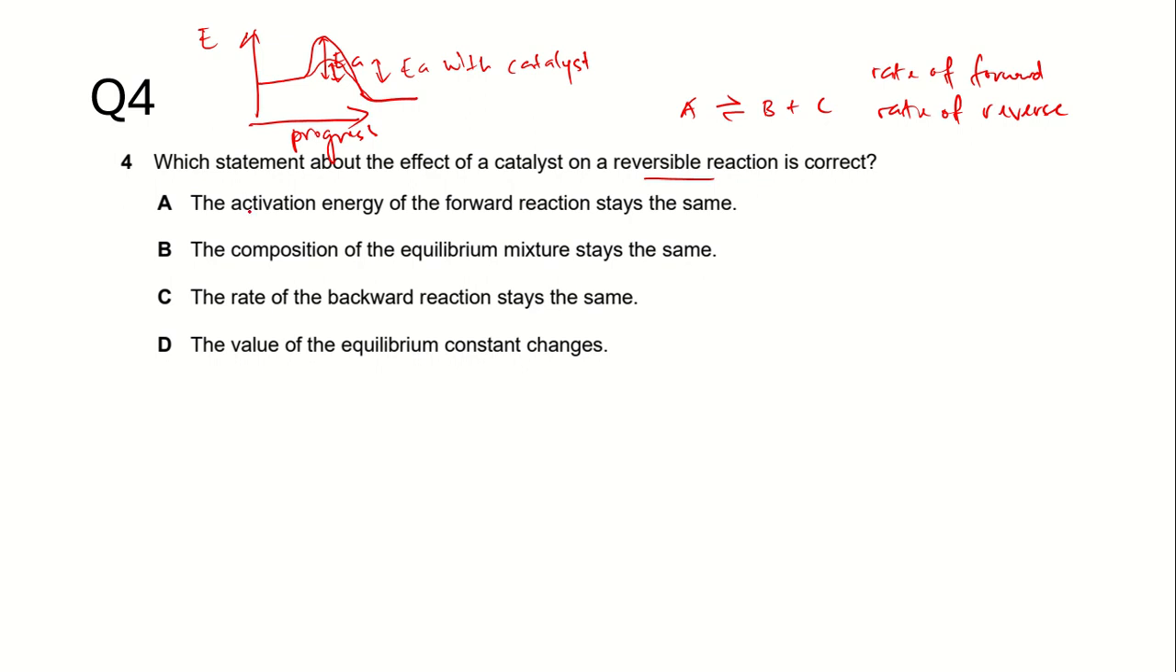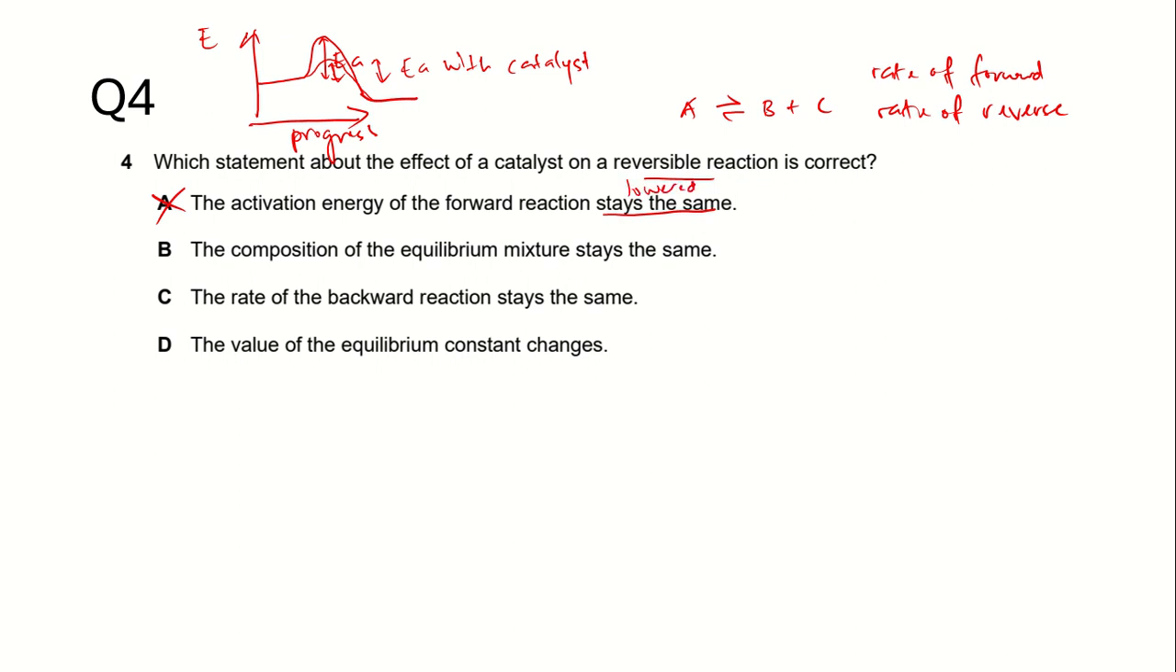So let's look at A, B, C, and D. The activation energy of the forward reaction stays the same, which is not correct. Using a catalyst, the activation energy of the forward and reverse reaction will be lowered. So A is not correct. This one is wrong, it should be lowered.